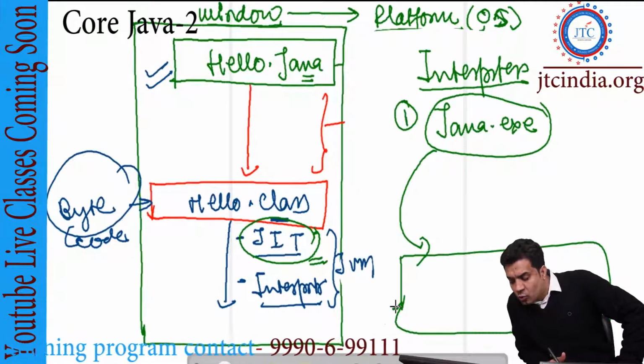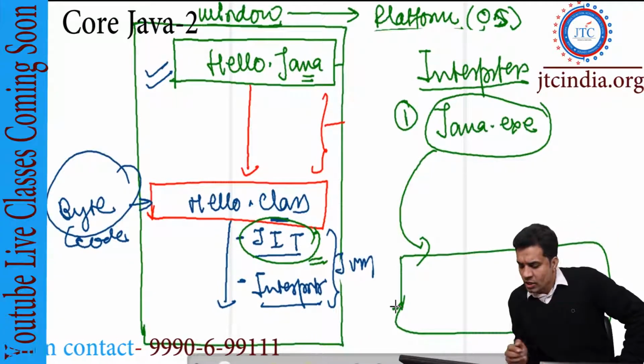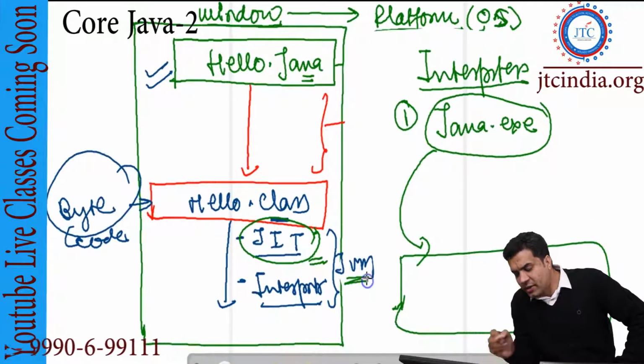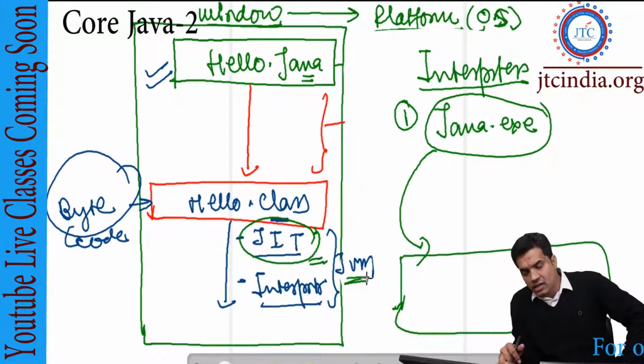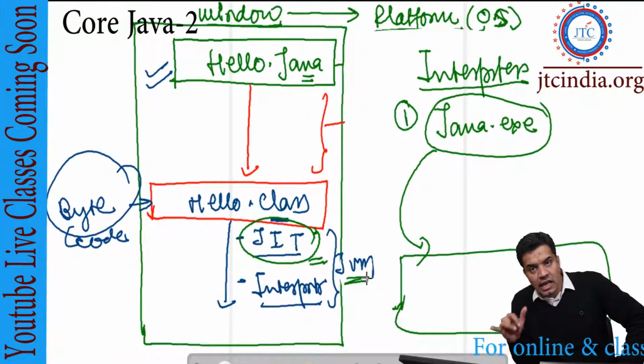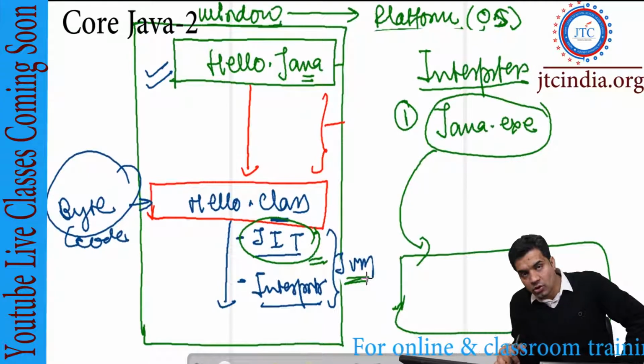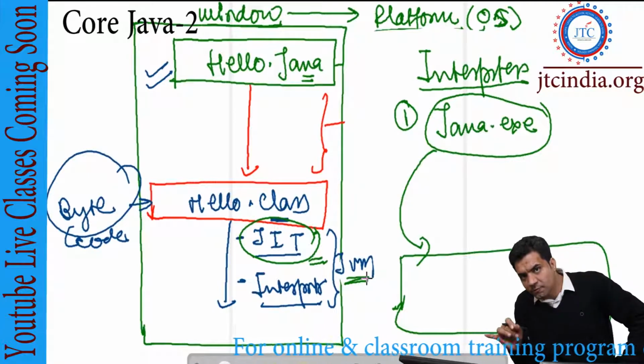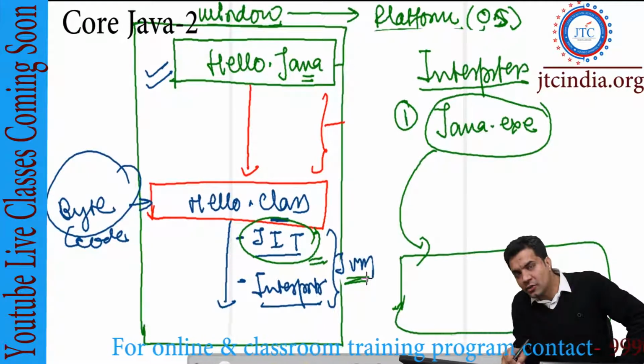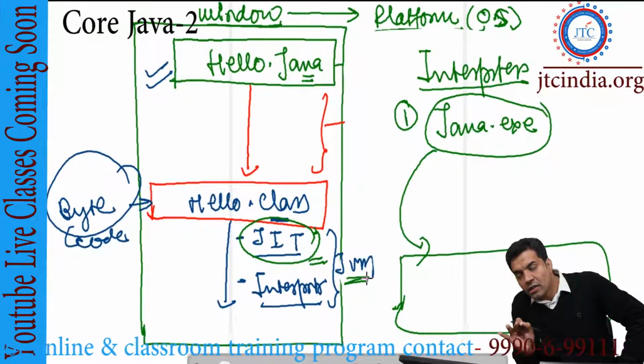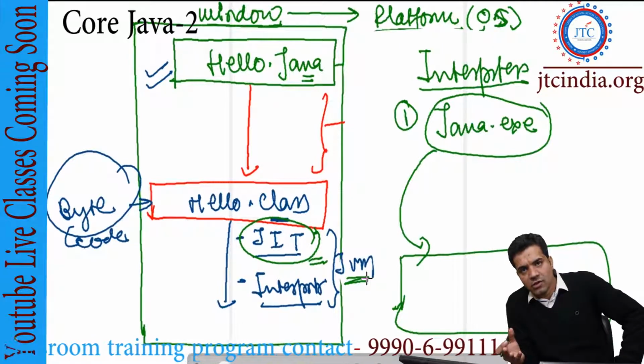Now the question is: if I am saying that under the JVM both things are there, the JIT compiler as well as the interpreter, both things are available in this, then which one is working?